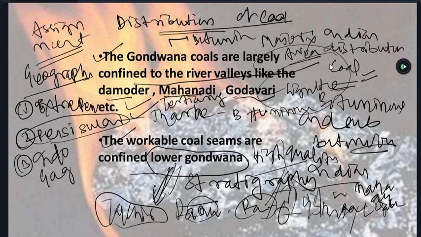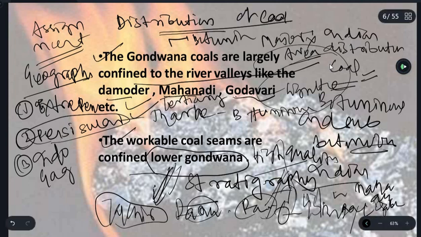Rank of coal means peat, lignite, bituminous, anthracite, right? This is the ranking of coal. Peat is not a coal, peat is a fuel. It produces a large quantity of smoke. So the fuel ratio determines the quality of coal, whether it is high quality or low quality. What do you mean by fuel ratio?